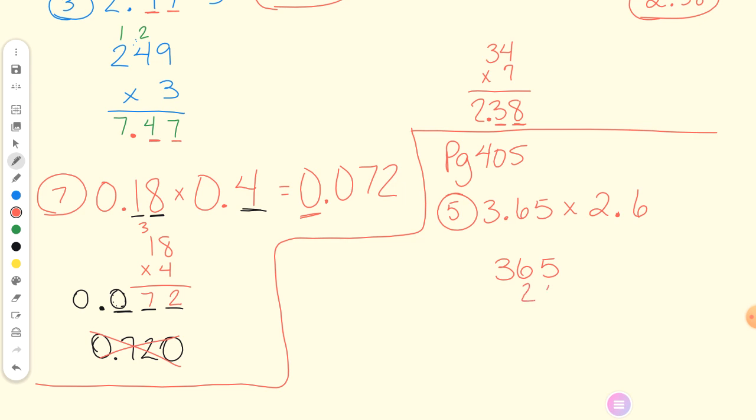365 times 26. I'm going to solve it using the algorithm. I want you to solve it any way you would like, and then you can look up and check your answer once you have it. And again, I'm just solving it using the algorithm.